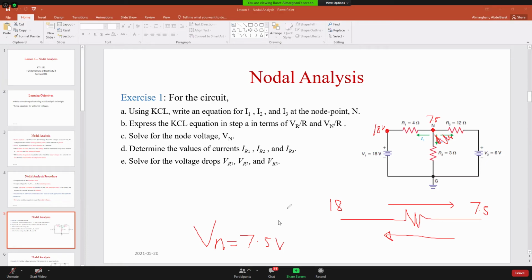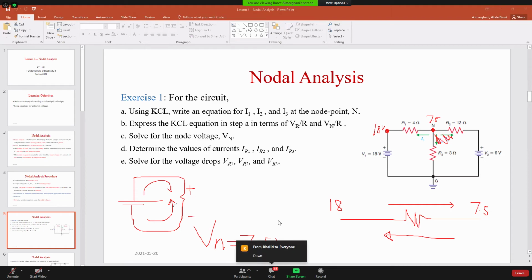Okay, now conventional current. It's gonna go this way or this way. In a resistor, up or down? Up. Conventional current. Down. This is the positive, this is the negative, it's gonna go this way. So the current basically is gonna go from the high voltage to the low voltage, from 18 to 7.5. It's gonna go that way.